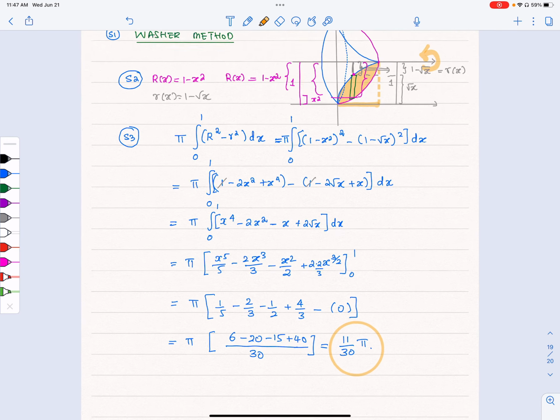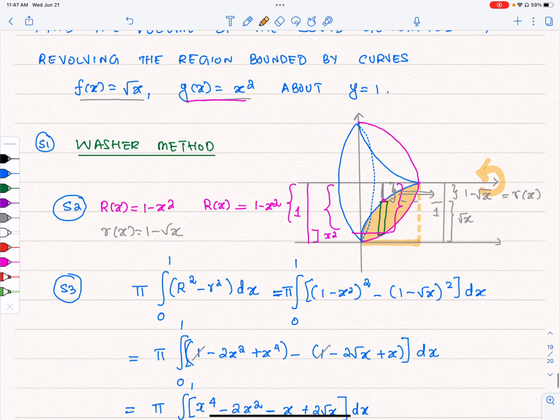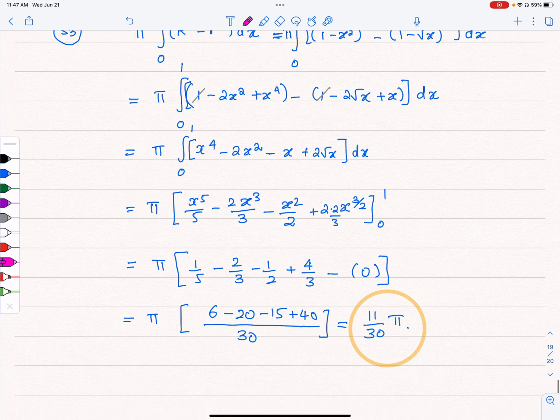And that is how we would solve this guy right here. The answer is the volume is equal to 11 pi over 30 right there. Are we good? Any questions?